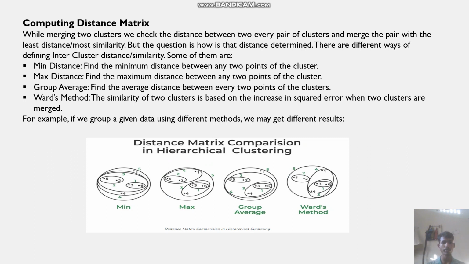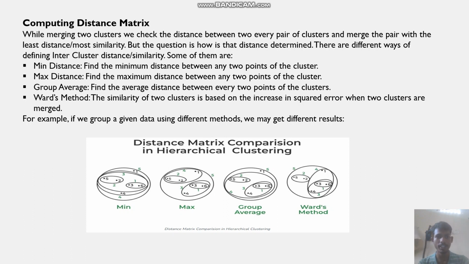Computing distance matrix. While merging two clusters, we check the distance between every pair of clusters and merge the pair with the least distance or most similar. But the question is, how is that distance determined? There are different ways of defining inter-cluster distance or similarity. Some of them are min distance: find the min distance between any 2 points of the cluster. Max distance: find the max distance between any 2 points of the cluster. Group average: find the average distance between every 2 points of the cluster.